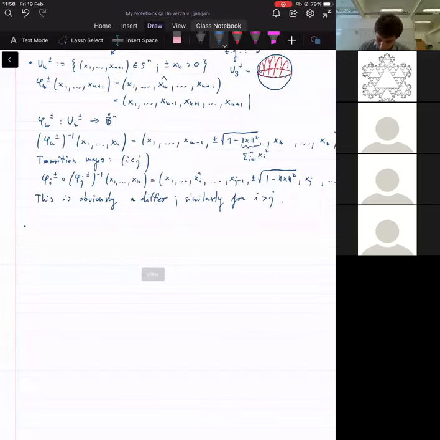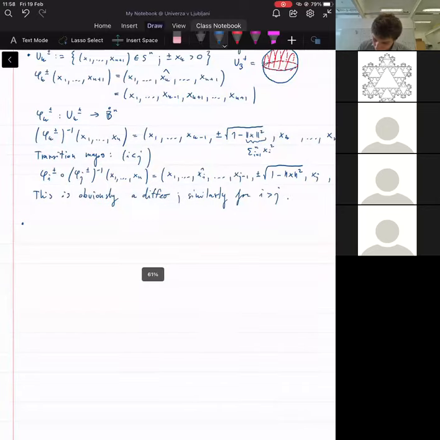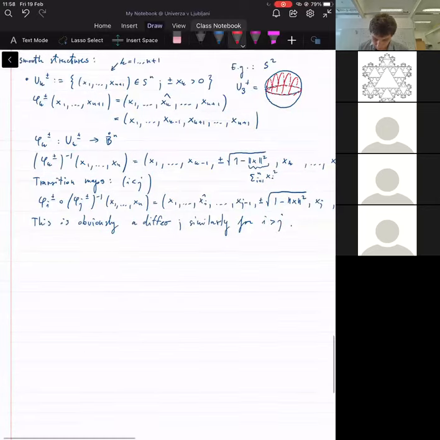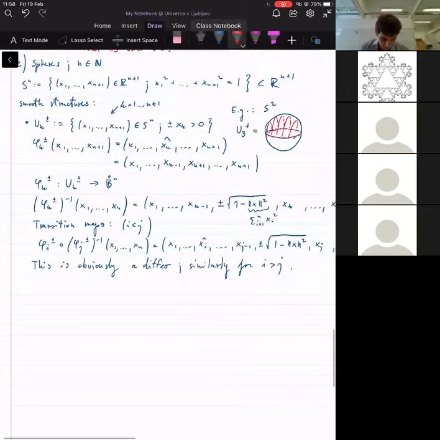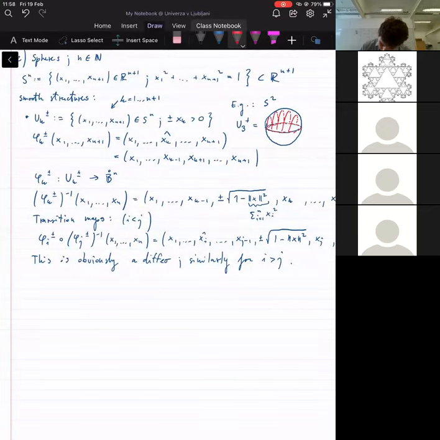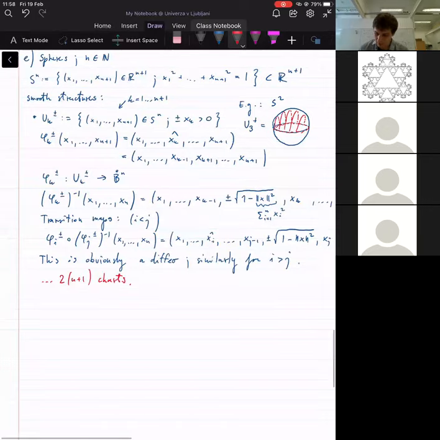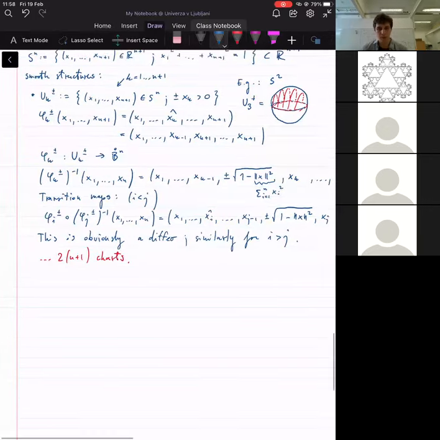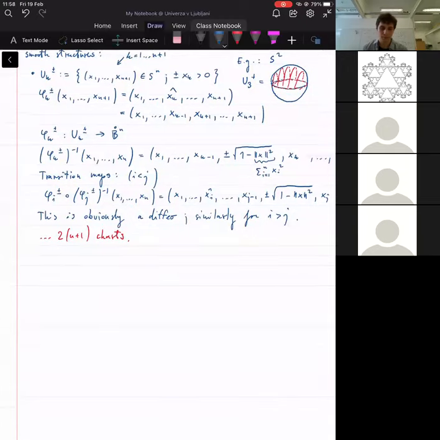Now, note that before we make the next definition of charts, here we have 2 times n plus 1 charts, right? And in many cases, it is better to have the least amount of charts possible. Okay, so another possibility: stereographic projection.